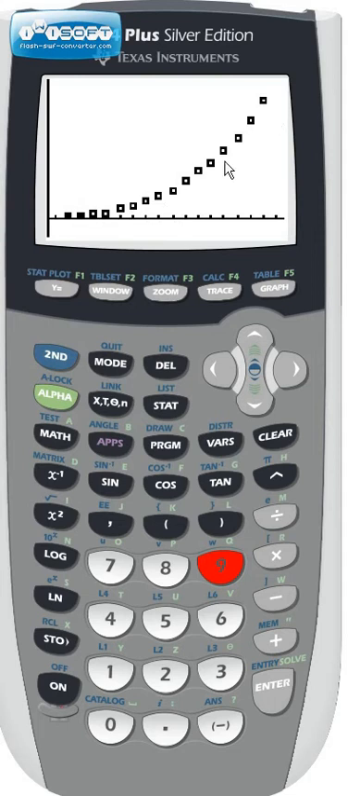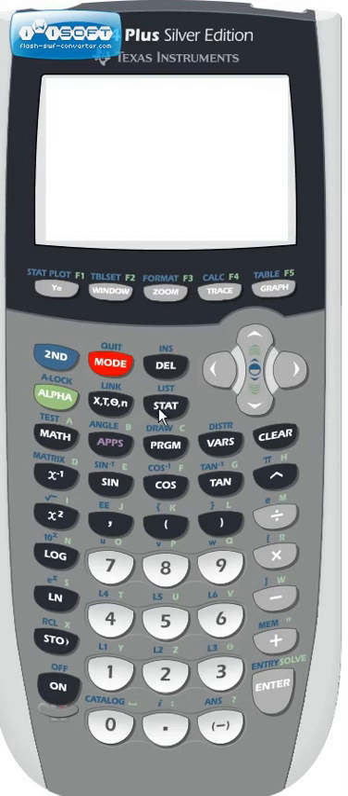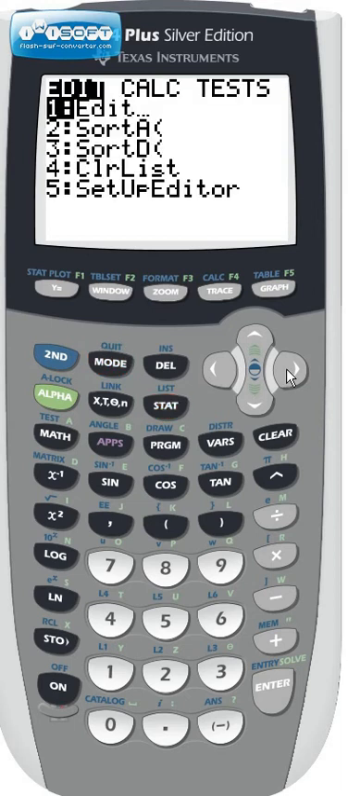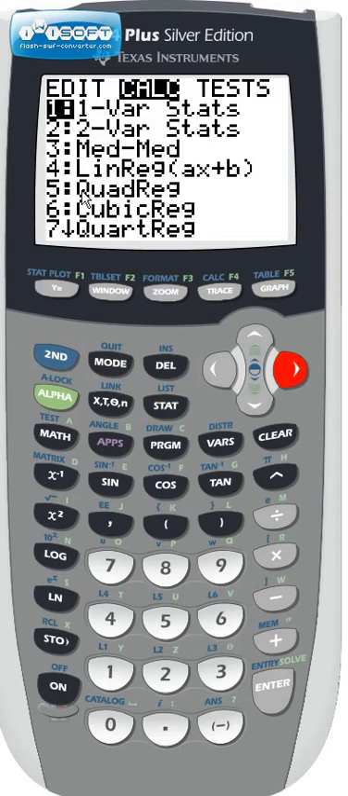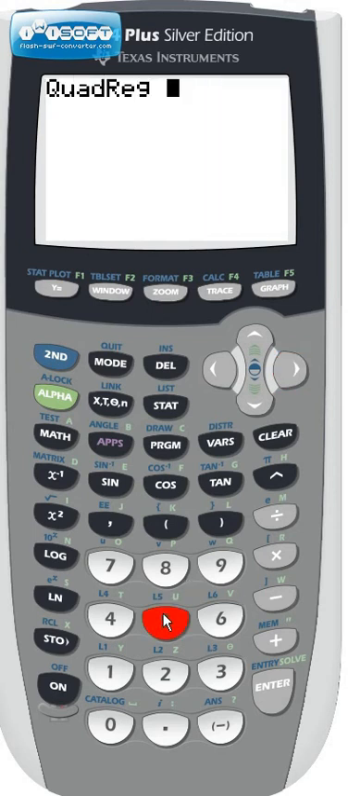and it looks like I could use a quadratic regression to find the model that best fits this data. So I'm going to do a little shortcut. Go to second, quit, and I'm going to go stat, over to calculate, and I want number 5, quad regression. And at this point, I want the calculator to take the quadratic regression and put it under my y equals so that the function goes right into the function y equal.